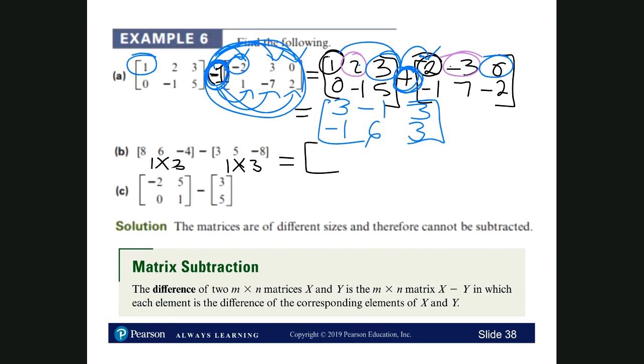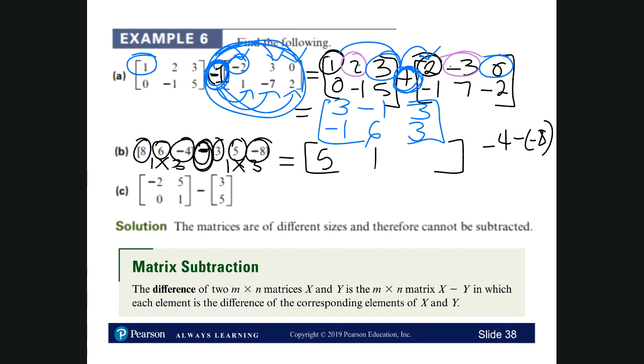And to calculate the difference of those two, I could say 8 minus 3, that would be 5. Then 6 minus 5 will be 1. And finally, -4 minus -8, which will be -4 plus 8, and that goes to +4.